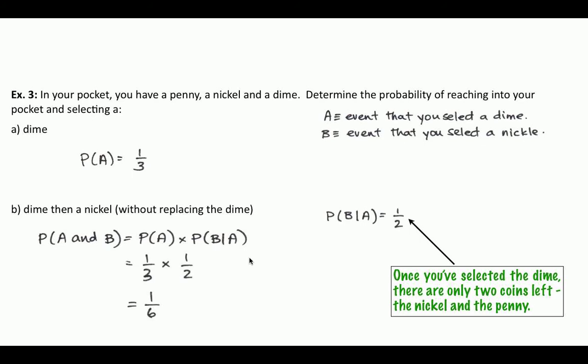Yep. And notice this would be different if we ignored this and we replaced the dime, it would be 1/3 times 1/3. Which is not what we were asking. We were asking, what's the probability of a dime and a nickel, but we're not replacing the dime. What's interesting is that if you do replace it, then it becomes an independent event. Yes, of course.